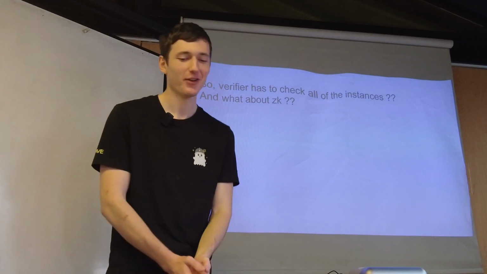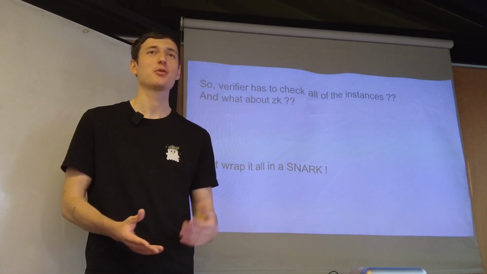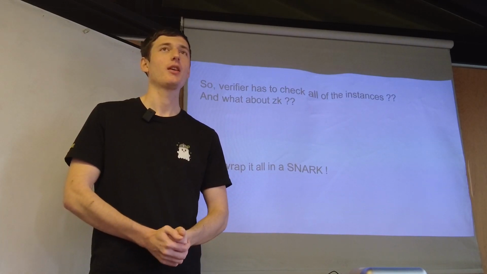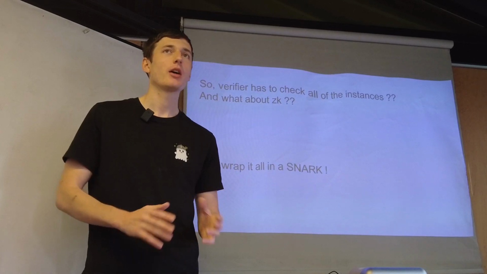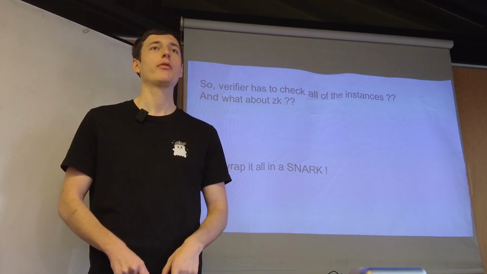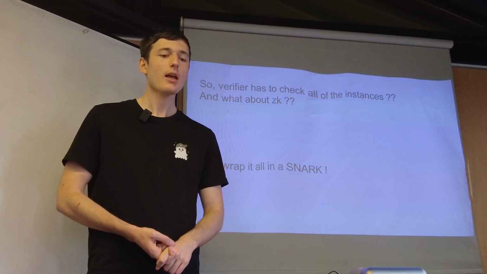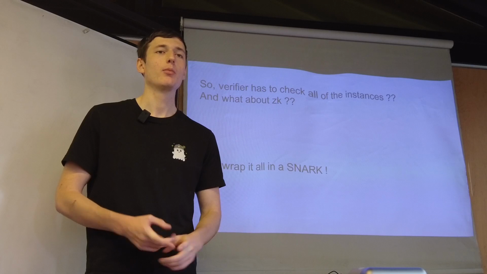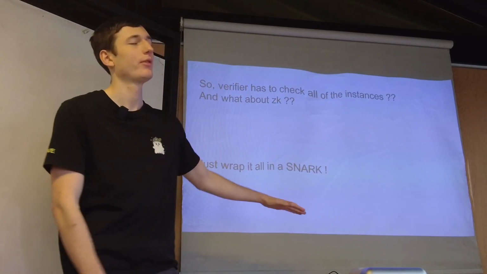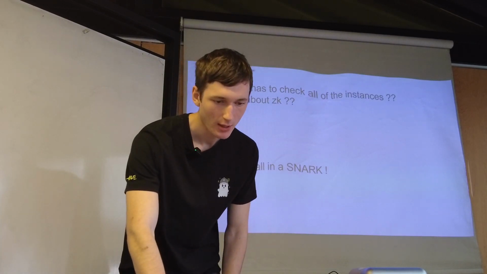Just like in Nova, we have a pretty simple solution. We just wrap everything into a snark. So they use Spartan, just like in Nova, in this paper. But actually, you can use other snarks to do this, and it makes the end proof succinct, which is quite good. And it also makes the burden of checking all of the instances of all of the different instructions really simpler and succinct.